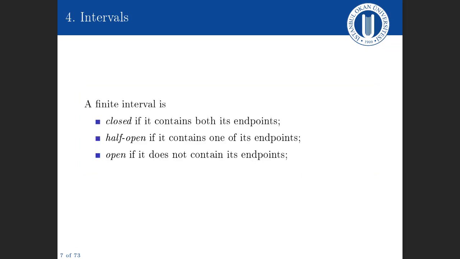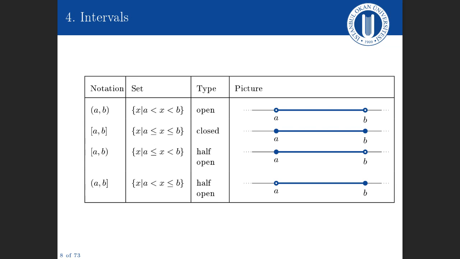A finite interval can be classified as one of 3 ways. It could be closed, half open, or open. It's closed if it contains both its endpoints. It's half open if it contains one of its endpoints but not the other one. And it's open if it does not contain any of its endpoints. So, for example, here are the 4 different types of finite interval.